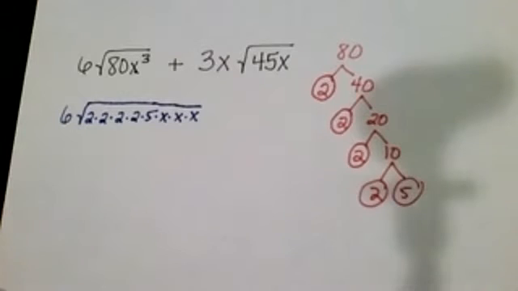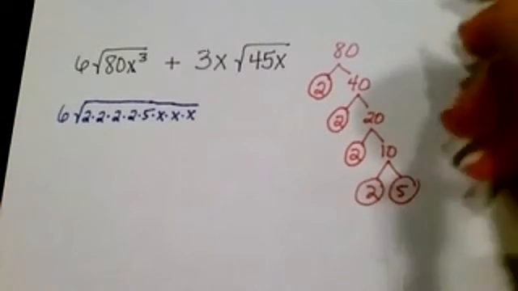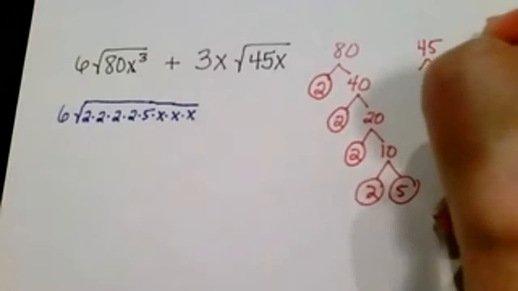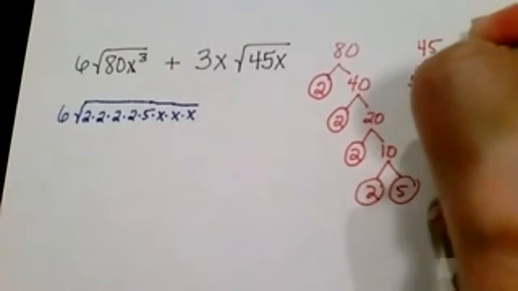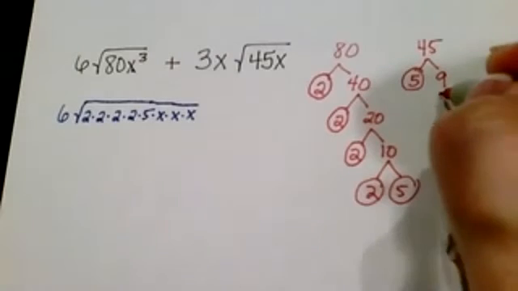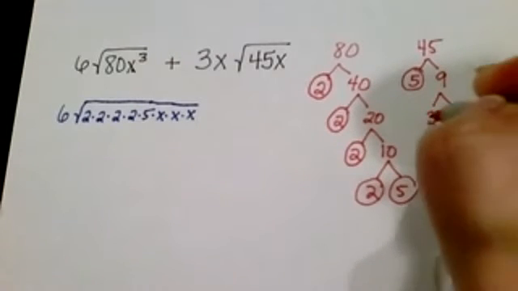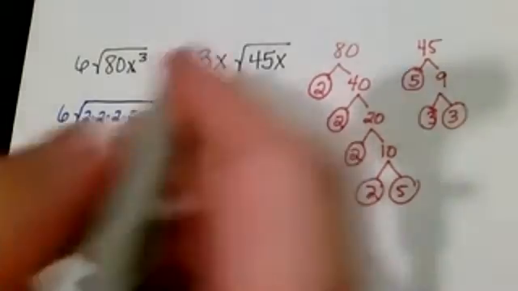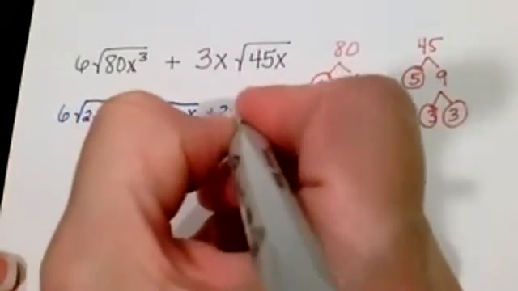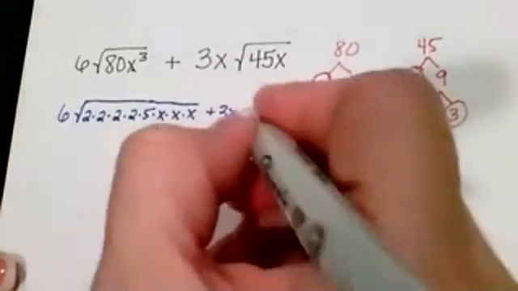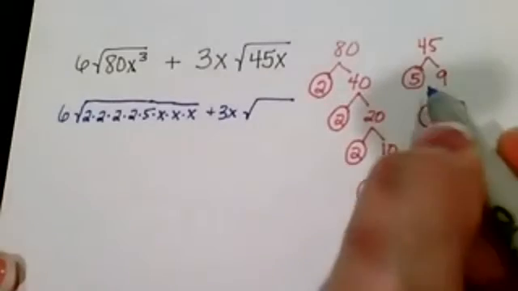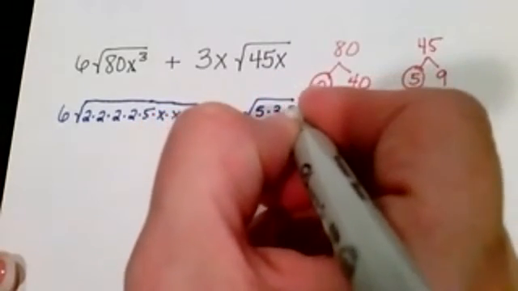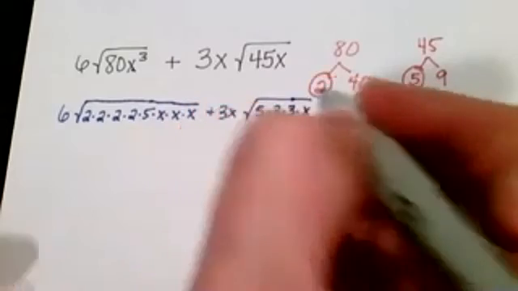Okay, now let's do the same thing for the 45. This one won't be as long. 45 is 5 and 9. And then, of course, the 9 is 3 and 3. So we'll write this one as well. So I've got my 3x out front. Don't lose that. And then I've got my 5 times 3 times 3 times x.